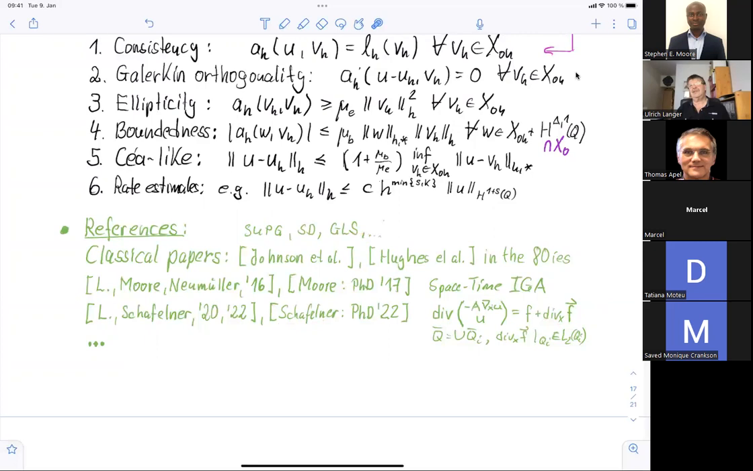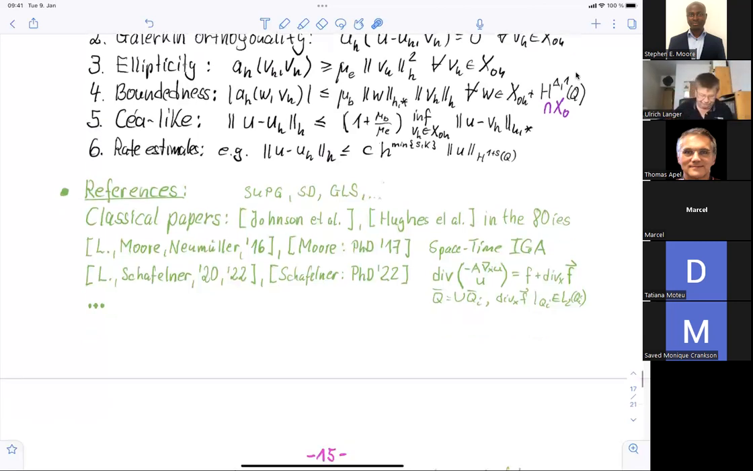This seems not possible, but it is possible if you know that at least on some subdomains, this divergence is in L2, but can have jumps across the subdomains. Then you can do it as well.